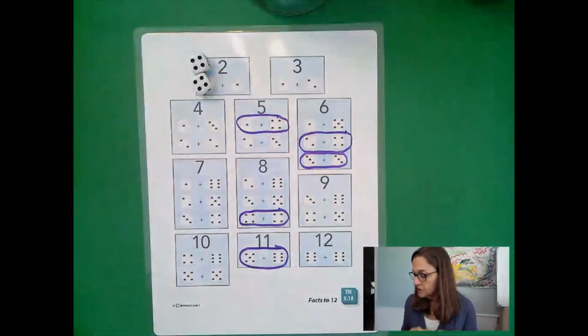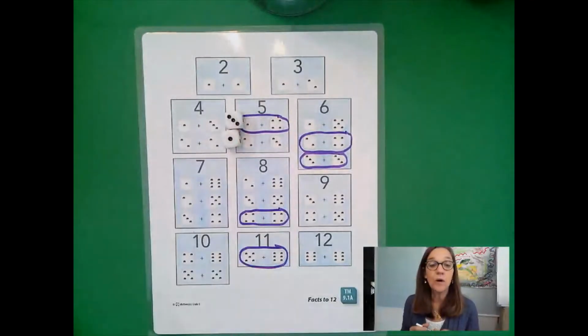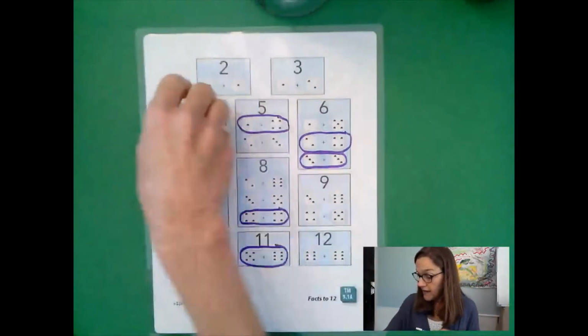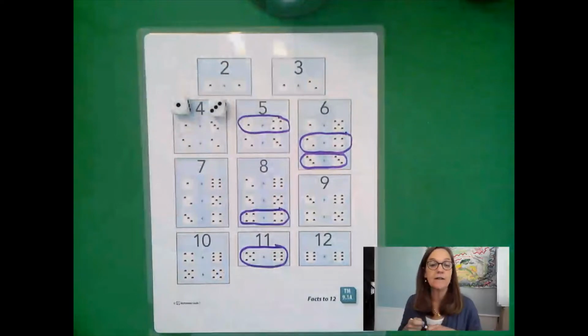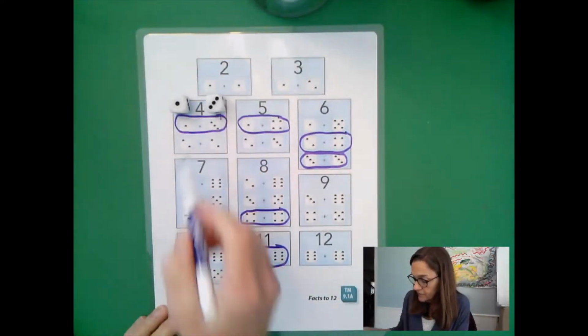Here's 4 plus 4, which is 8. We already had that one. Here we've got 3 plus 1, which is 4, and we do have that one right here. Okay? Bump that out of the way.